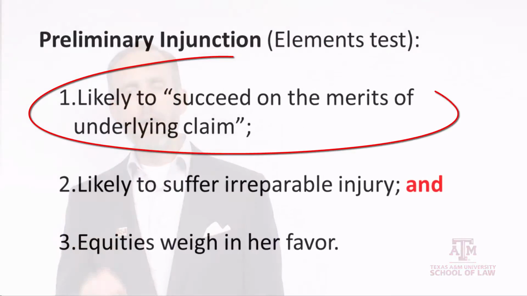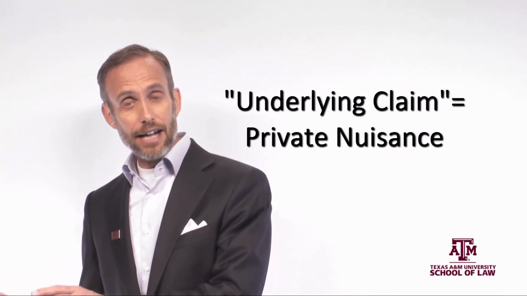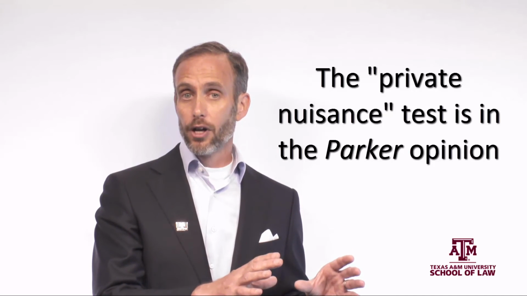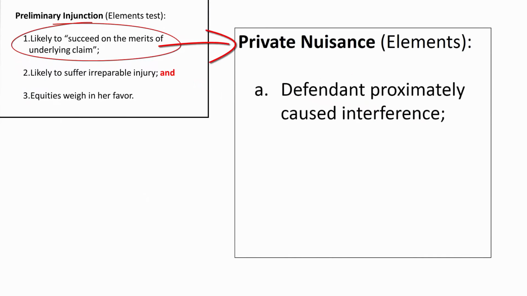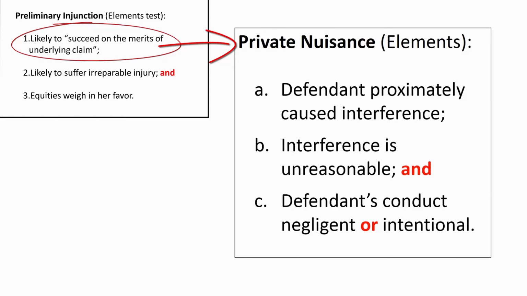Okay. That first element, likely to succeed on the merits of her underlying claim, requires us to look at the underlying claim, private nuisance, and see what the elements of that claim are, and then determine if she can prove all of those elements. So now we switch over to the other case, the Parker case, which contains the definition or the elements of private nuisance. According to the Parker judicial opinion, to prove a private nuisance, the plaintiff must establish that the defendant's acts are the proximate cause of the interference, the interference is unreasonable, and the defendant's interference results from negligent or intentional conduct. So, this is another elements test inside the first elements test.